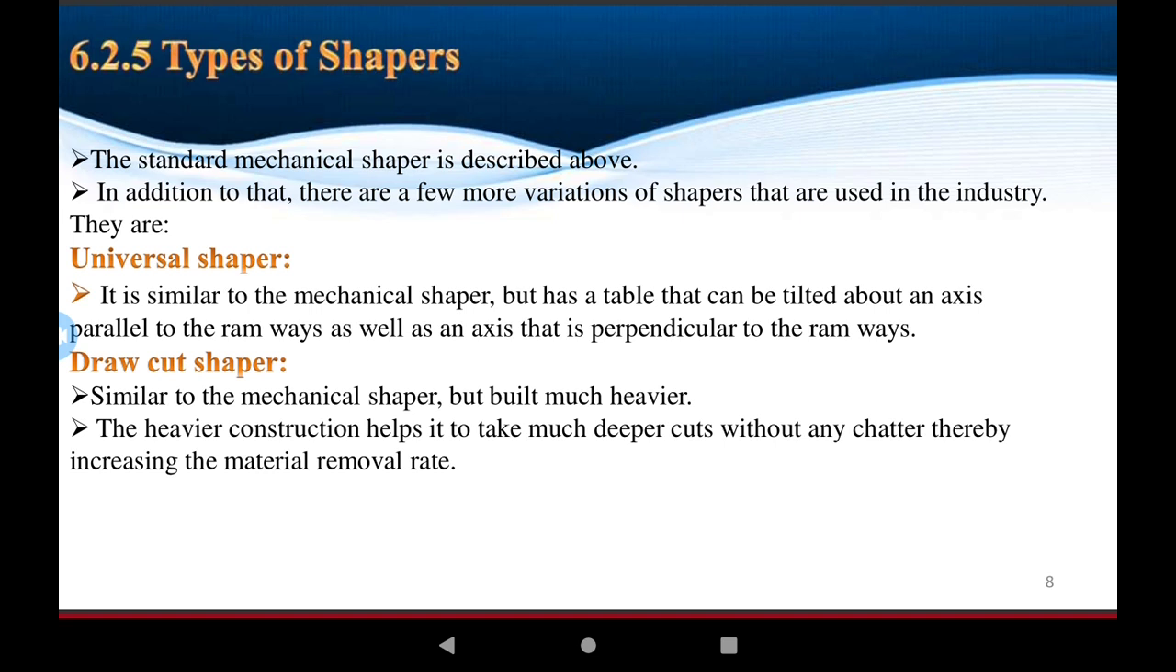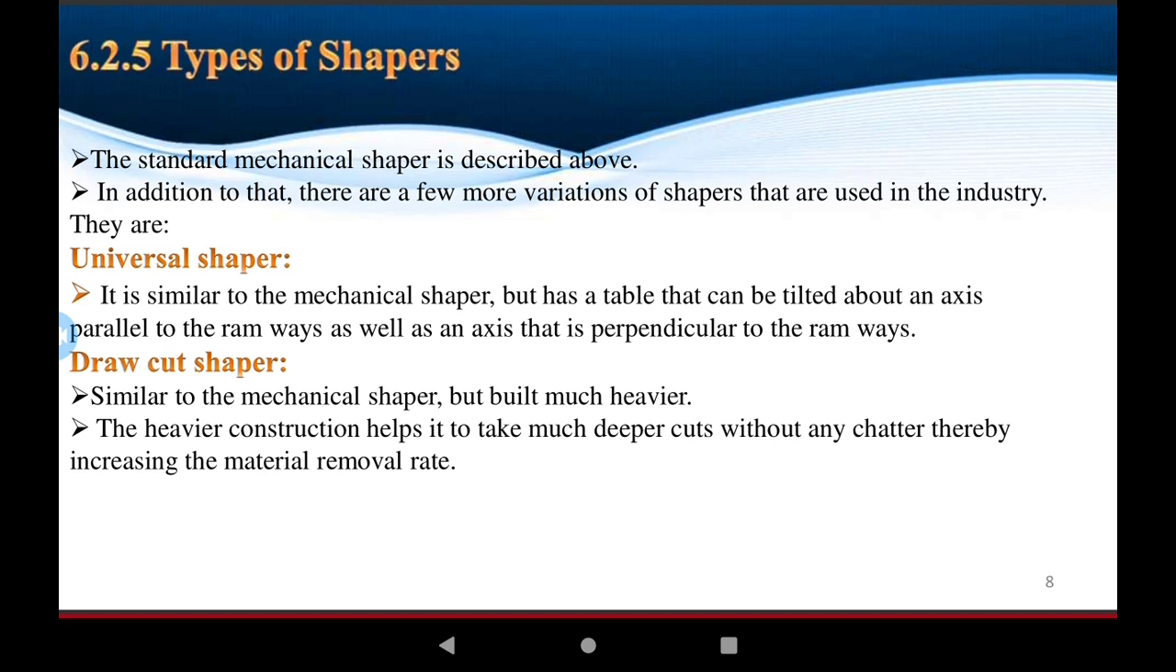So suppose some of the other points are discussed for this. This is the draw cut swiper. Similar to the mechanical swiper, the machine also uses belt drives, with a gear box and pulley shaft. The gear box is also used for power transmission from the motors.